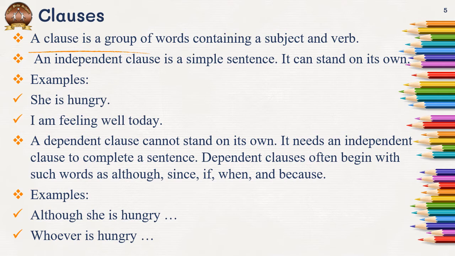A dependent clause cannot stand on its own. It needs an independent clause to complete a sentence. Now sometimes we'll find that there are sentences where one part of the sentence can exist without the other one. The other part, which for it to completely make sense depends on the other part, is known as the dependent clause. Dependent clauses often begin with words such as although, since, if, when, and because. For example, although she is hungry, whoever is hungry.